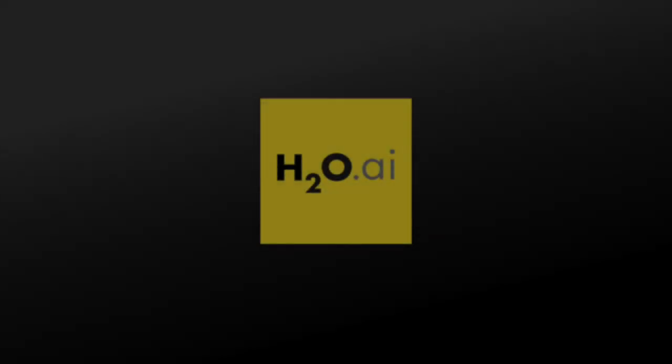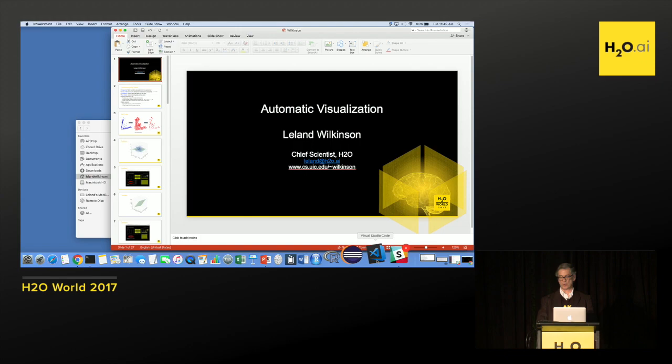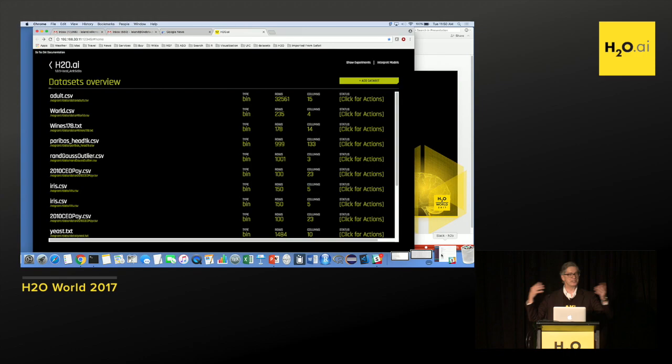I'm going to talk about automatic visualization. This is not a product demo. I'm going to give you a brief run through this part of the product, Driverless AI. But what I really want to do is show you how you do this stuff. How do you do automatic visualization in the context of machine learning?